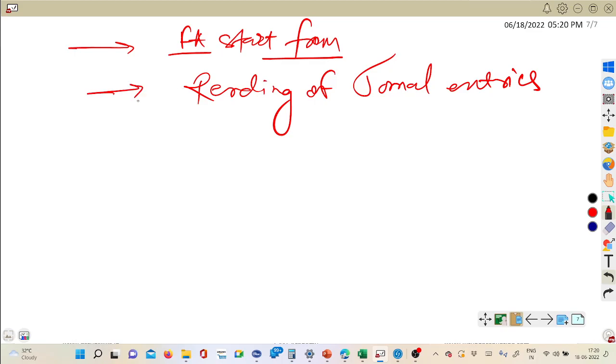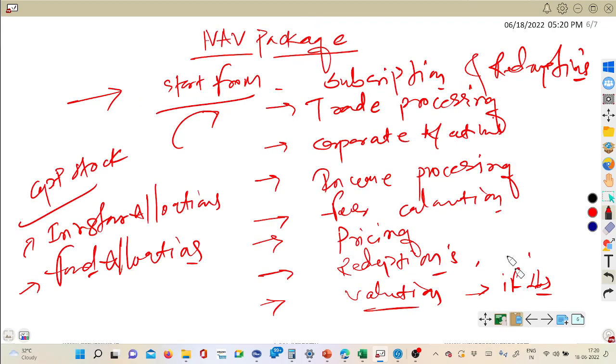Sugar, just 1 second. Can you go back to the previous slide? Previous slide. What was the last one that you said? Because you listed the last one. Last point that you said on the left. Fund allocation. Yeah, investor allocation, fund allocation. Okay.